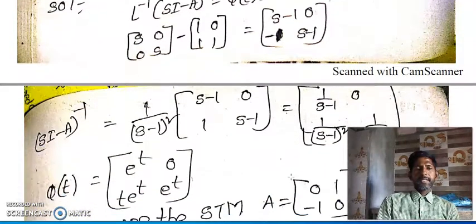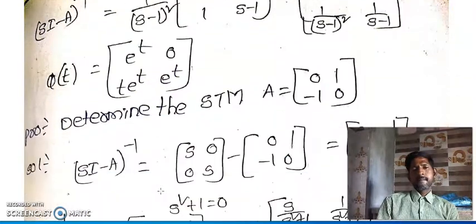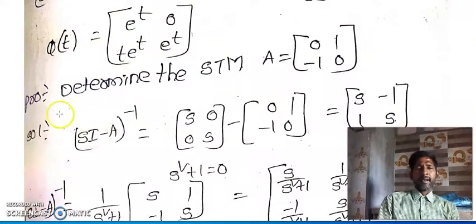So (sI minus A) whole inverse; this is sI minus A. To find the inverse of it, 1 by (AD minus BC) into [D, minus B; minus C, A]. You know how to find the inverse of a 2 by 2 matrix. Applying the inverse of a 2 by 2 matrix, we get this. So pi of t equals [e power t, 0; t e power t, e power t]. This is the state transition matrix.